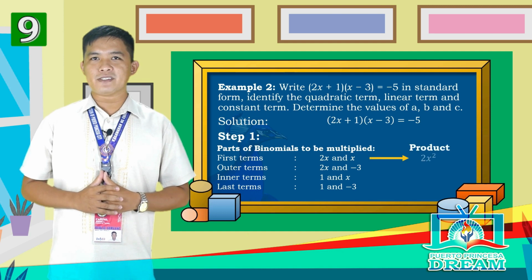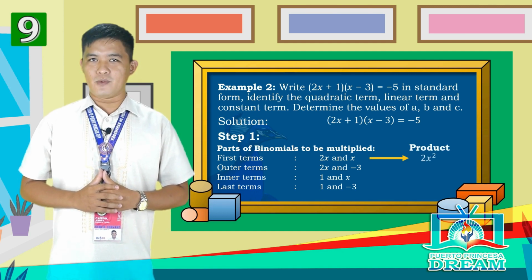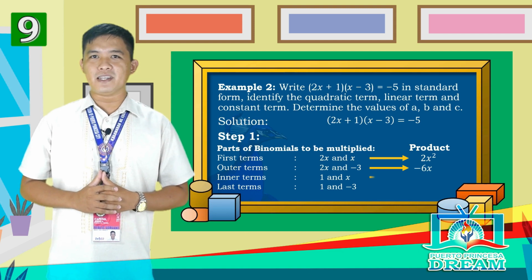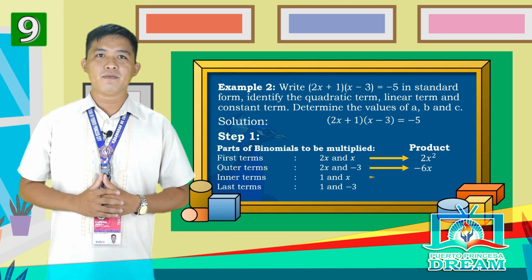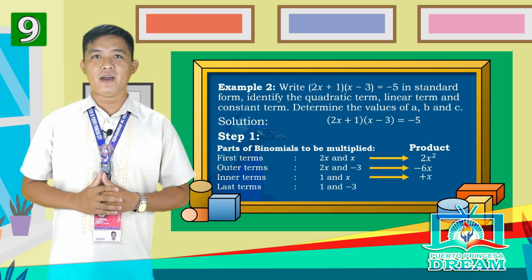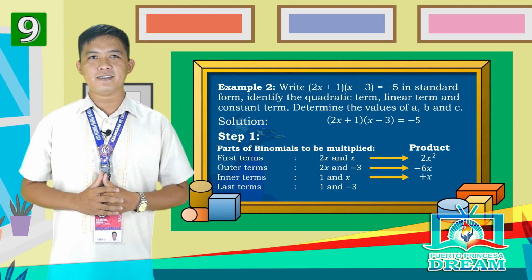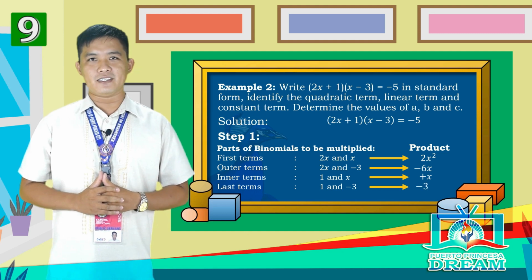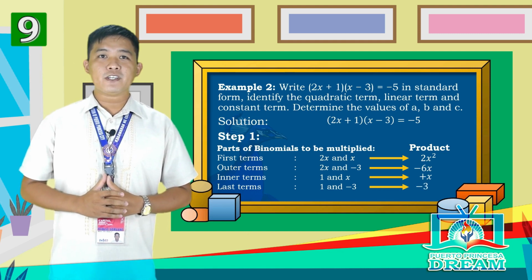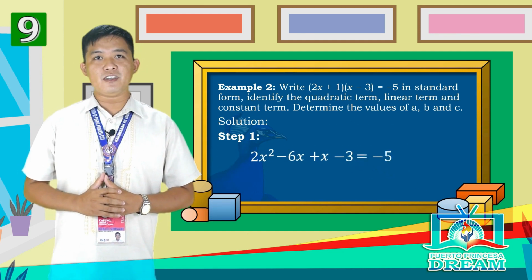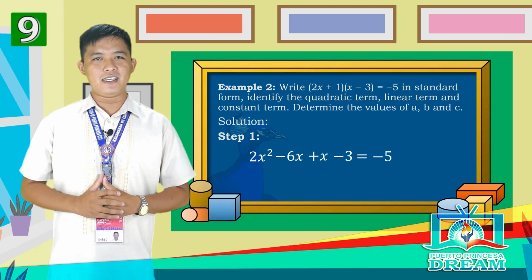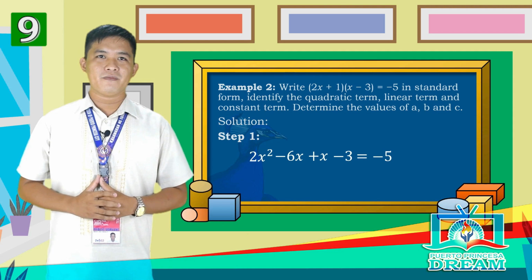The product of the first terms is 2x squared. The product of the outer terms 2x and negative 3 is negative 6x. And the product of the inner terms 1 and x is positive x. And the product of the last terms 1 and negative 3 is negative 3. After expanding the product, the resulting equation is 2x squared minus 6x plus x minus 3 equal to negative 5.